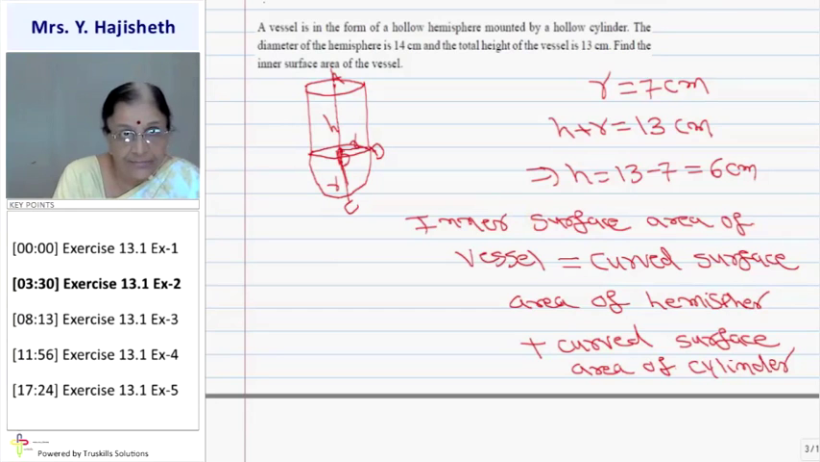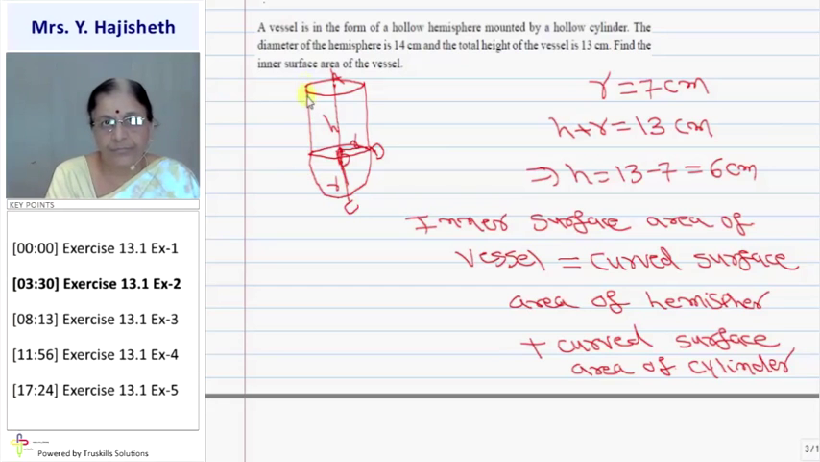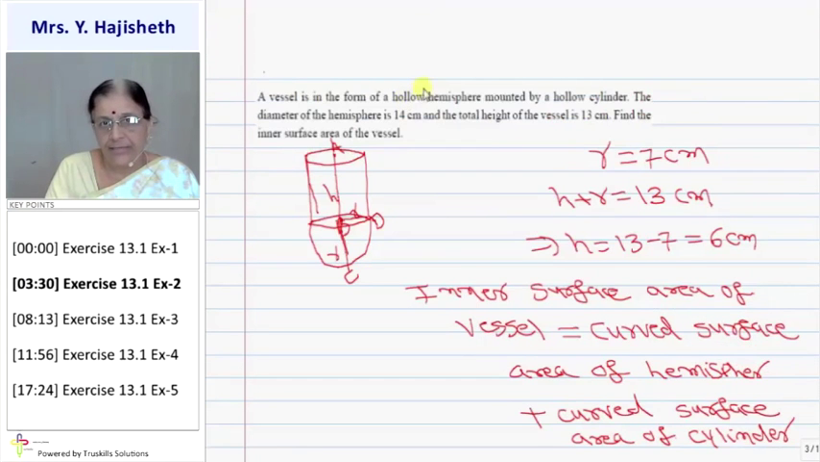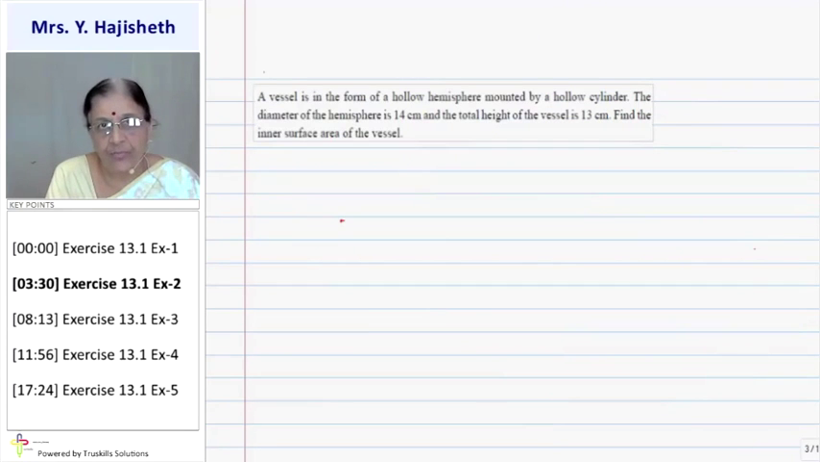And if you look at the figure, it will be like this. This is a cylinder. Let me rub this. See, the figure will be like this, I'm doing the sum again. See, a vessel is in the form of a hollow hemisphere mounted by a hollow cylinder.